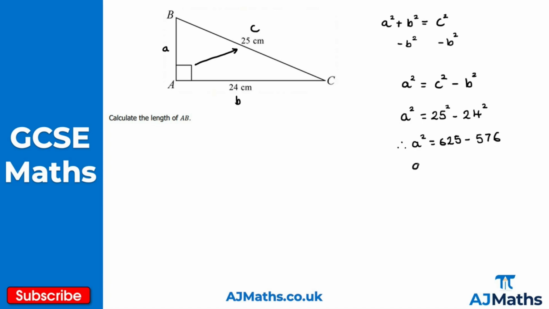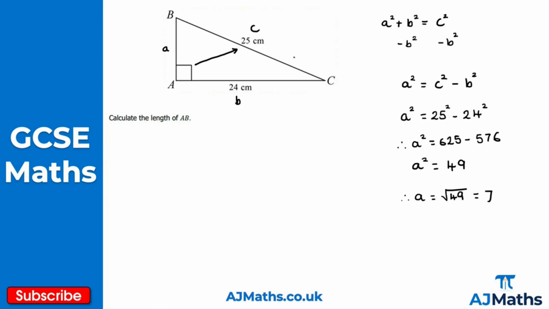So I'll keep simplifying here as we go. A squared is equal, so 625 minus 576. So that's equal to 49. And remember, we just want A here. So if this is A squared and we just want A, we take the square root of both sides. So A is equal to the square root of 49, which in this case will give me 7.